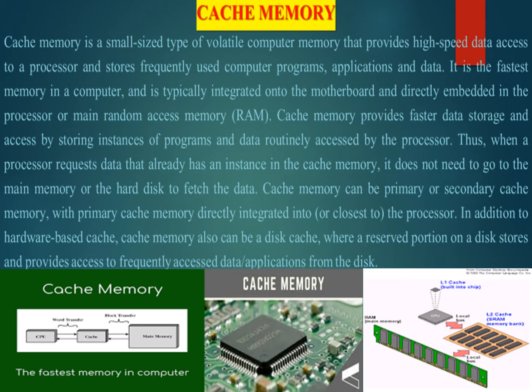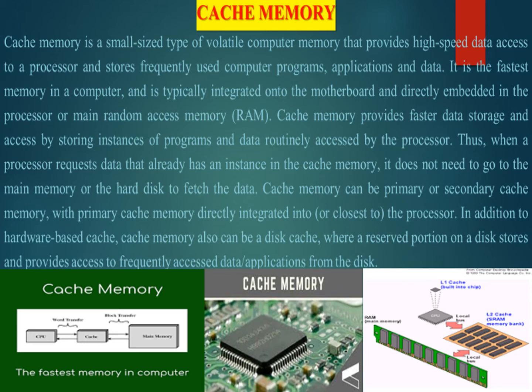It is the fastest memory in a computer and is typically integrated onto the motherboard and directly embedded in the processor or main random access memory. Cache memory provides faster data storage and access by storing instances of programs and data routinely accessed by the processor. Thus, when a processor requests data that already has an instance in the cache memory, it does not need to go to the main memory or the hard disk to fetch the data.